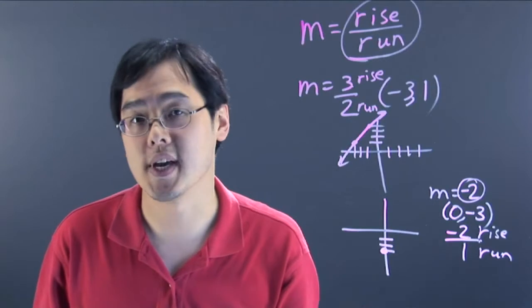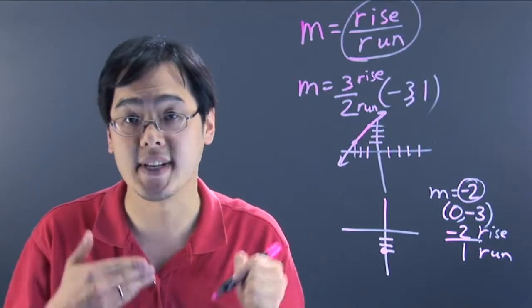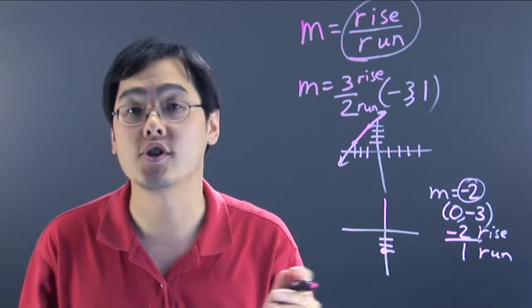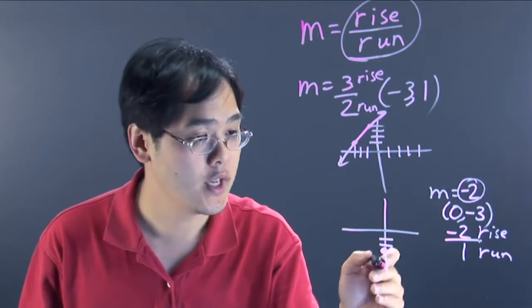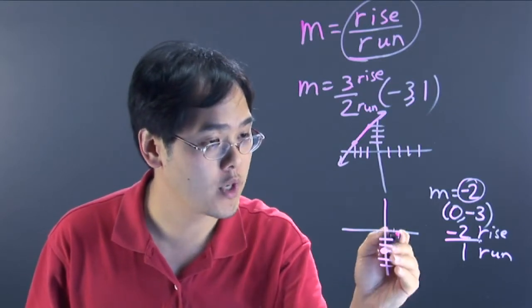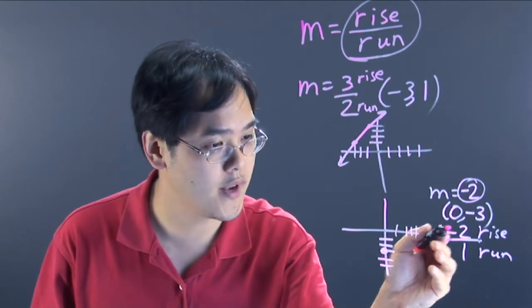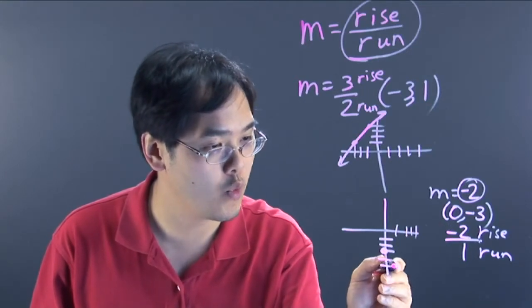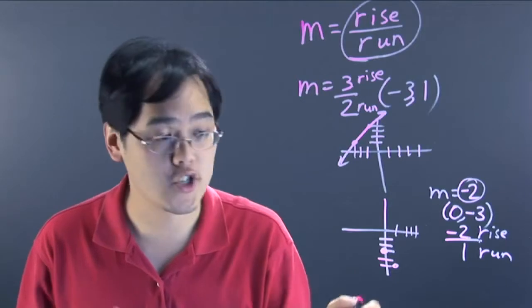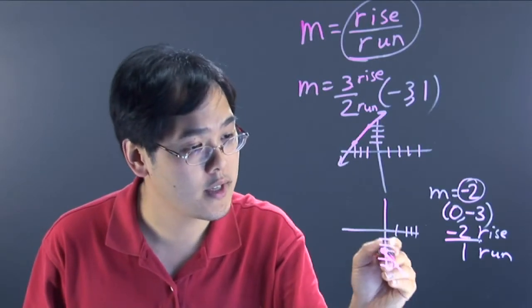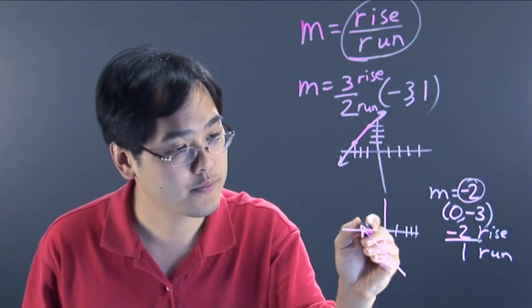Now what does a rise of -2 mean? Negative rise means you're going down. Run 1 means you're going over to the right 1 place. So from this point, we're going to follow the directions. We're going to go down 2 because of the rise of -2, and we're going to go over 1. And then you got your graph because you can just connect the dots like so.